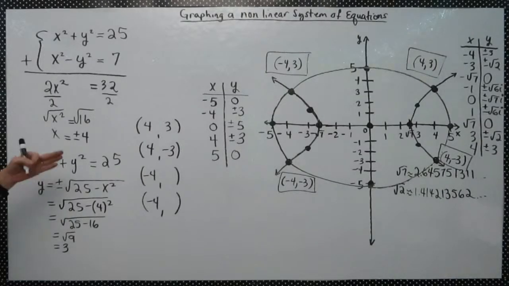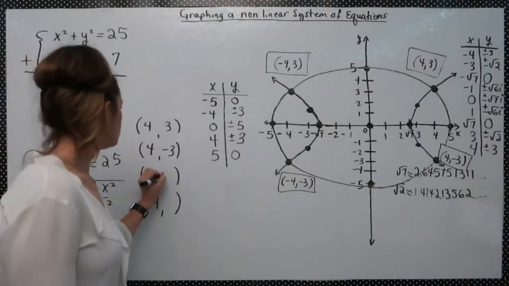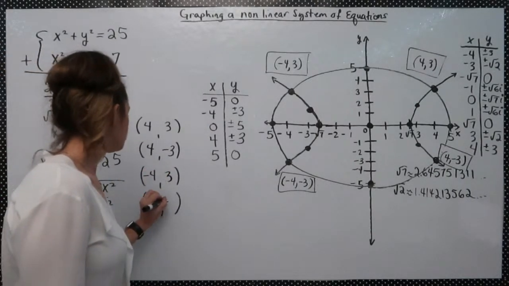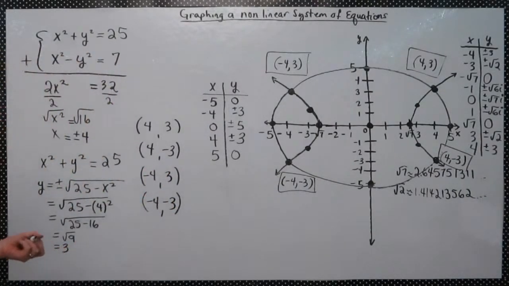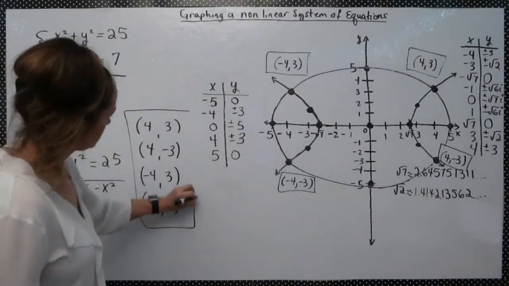And then when you plug in negative 4, when you square a negative, you're going to get the same answer. So that's going to be a positive 3 and a negative 3. And then there's your solution right here.